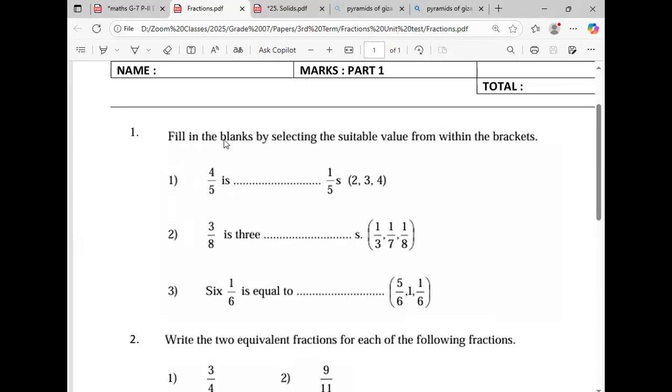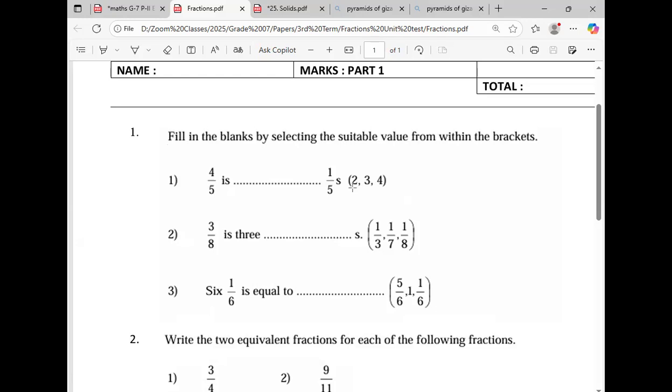So the first one: fill in the blanks by selecting the suitable value from within the brackets. You can take a separate book and write it down. Normally we are using the speed revision book, a separate book called speed revision, so you can write it in that book. I will provide the answer for this one.